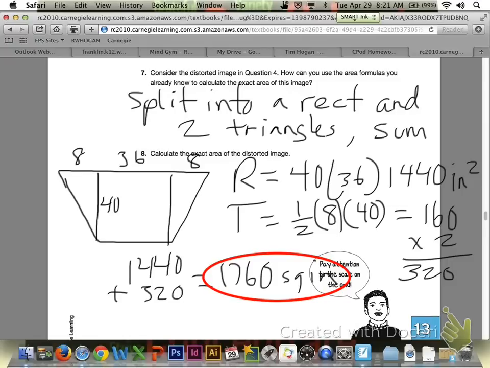If we look at the triangles, remember, the formula is half base times height. The height is 40 inches, the base is 8 inches. 40 times 8 is going to give you 320. If you cut that in half, you'll get 160. And if you multiply that by 2 again, since we have two triangles, you'll end up back with 320. Adding those two total areas together, 1440 and 320, should give you a sum of 1760 square inches.